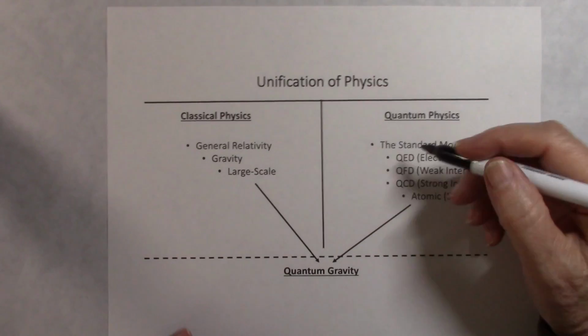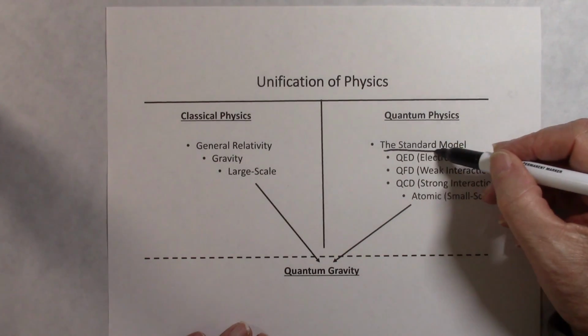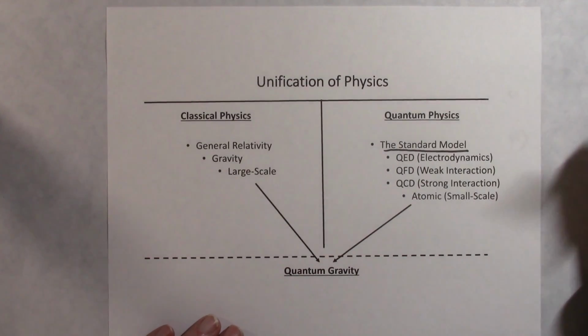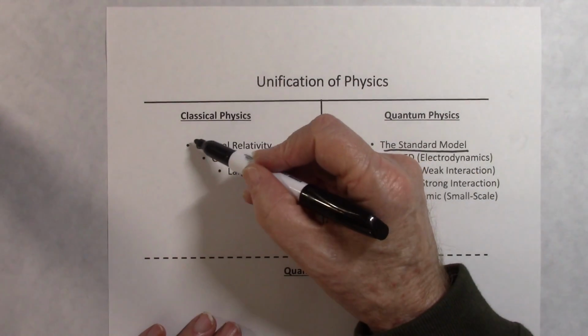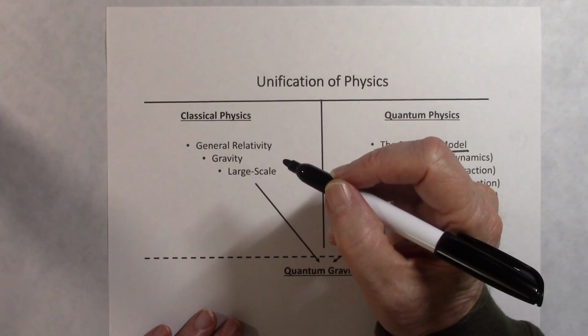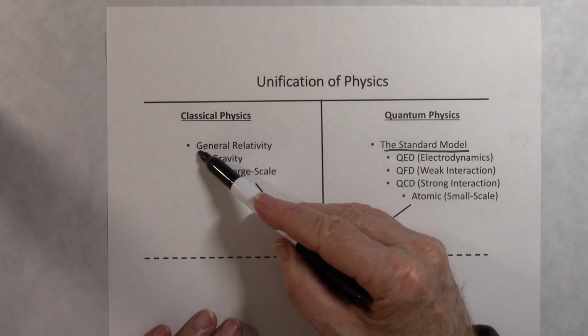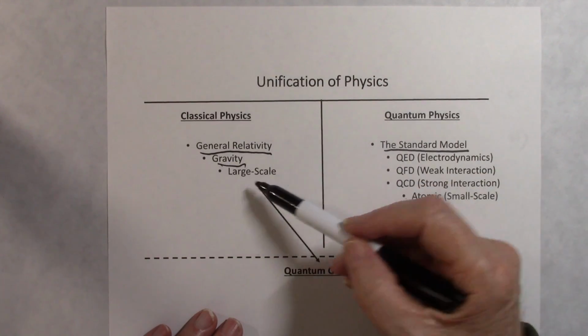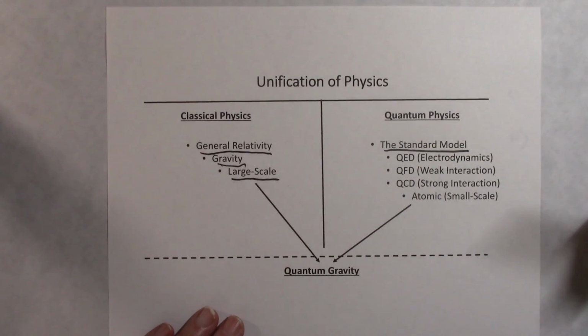Again, in the next video, we're going to talk about the standard model of particle physics, complete our journey on this side of the ledger. We've already completed this side of the ledger, the classical side. We have developed a general theory of relativity. It's our theory of gravity. It constitutes physics on the large scale.